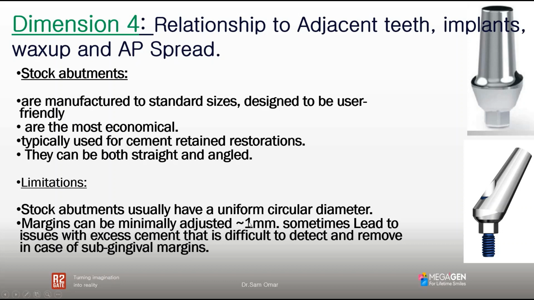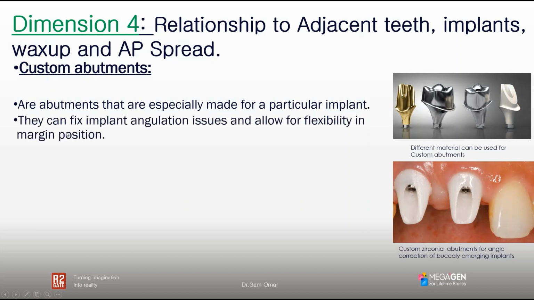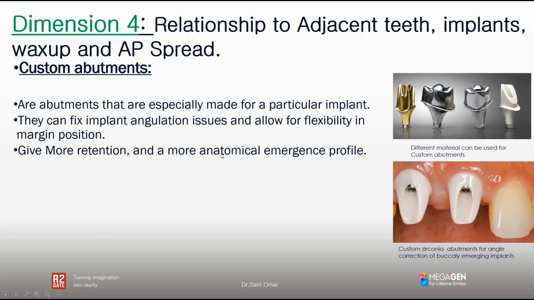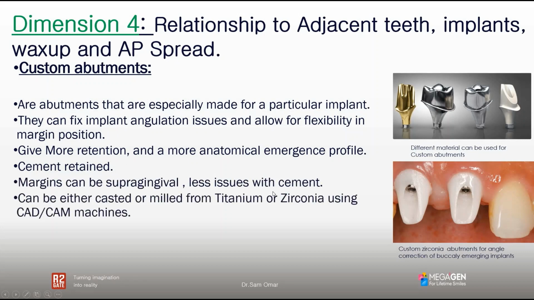On the other hand, custom abutments, which are abutments that look like this, could be made for a particular implant. They can fix implant angulation issues and allow for flexibility in the margin position, unlike stock abutments. They give more retention and they give a more anatomical emergence profile. They're usually used cement-retained. Margins can be supragingival, as what we can see here, so we have less issues with cement. Could be casted or milled from titanium or zirconia using CAD/CAM machines. The only drawback that I see for custom abutments is the additional cost.